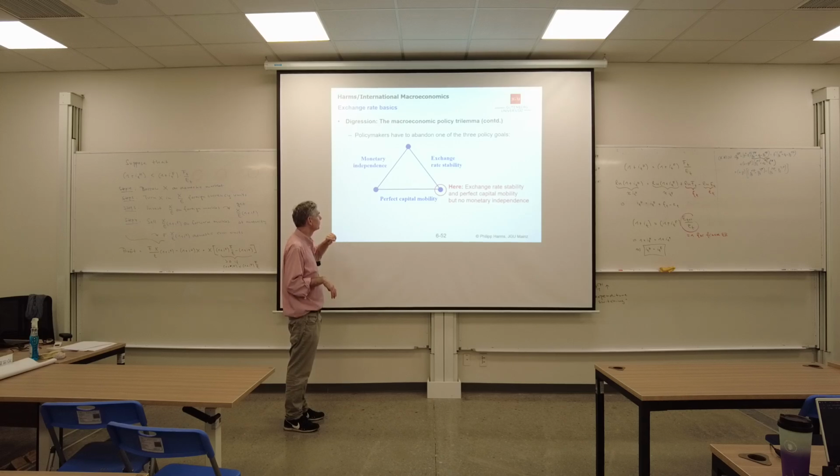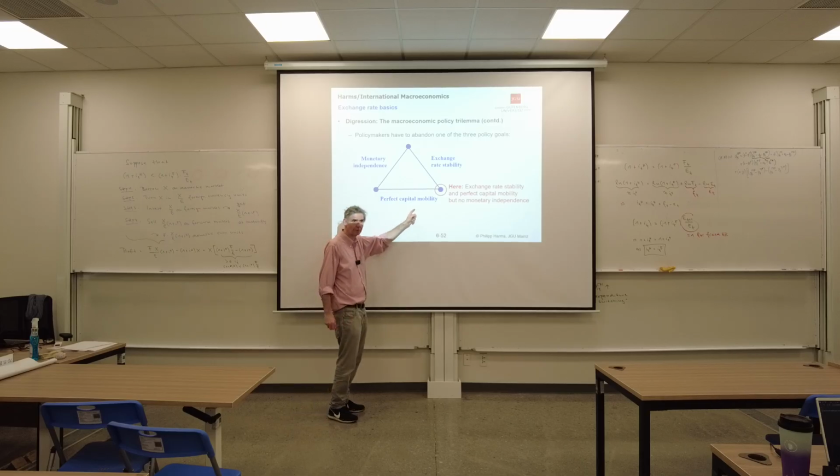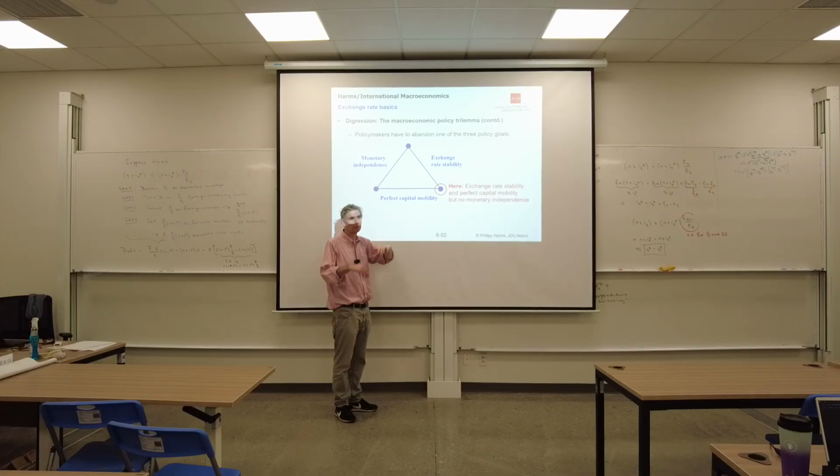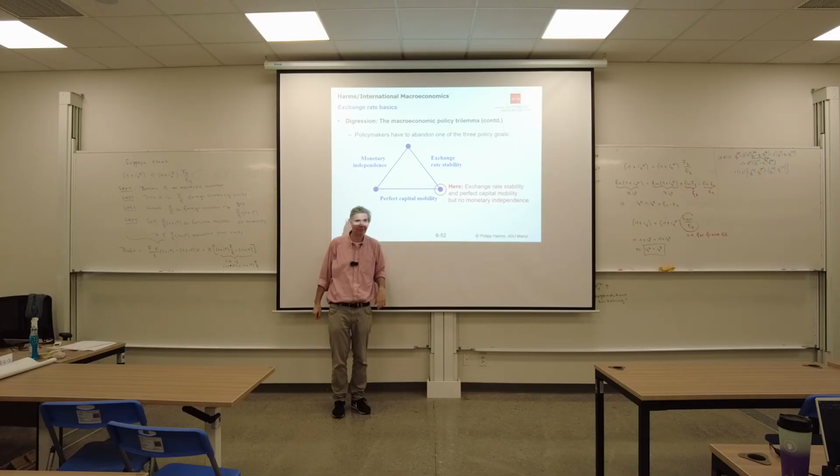Now, during the Bretton Woods era, countries did have monetary independence and exchange rate stability, but that was because capital mobility was very limited. Or you could say you have monetary independence and perfect capital mobility, but then you cannot have exchange rate stability. Then you must have a flexible exchange rate. With a flexible exchange rate, you can do your own monetary policy. That's a good thing or a bad thing, depending on whether you want to tie your hands.